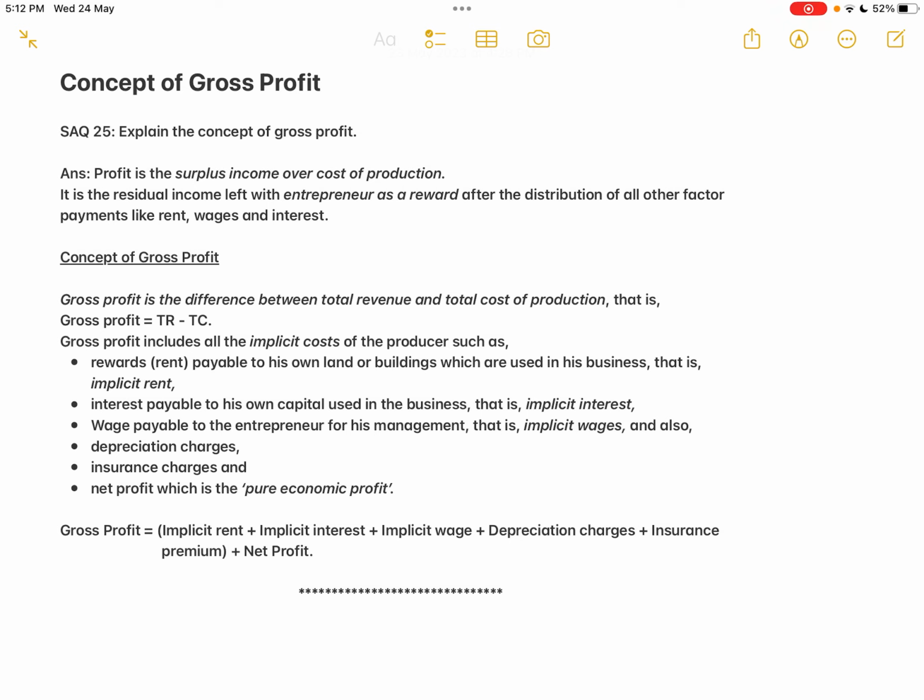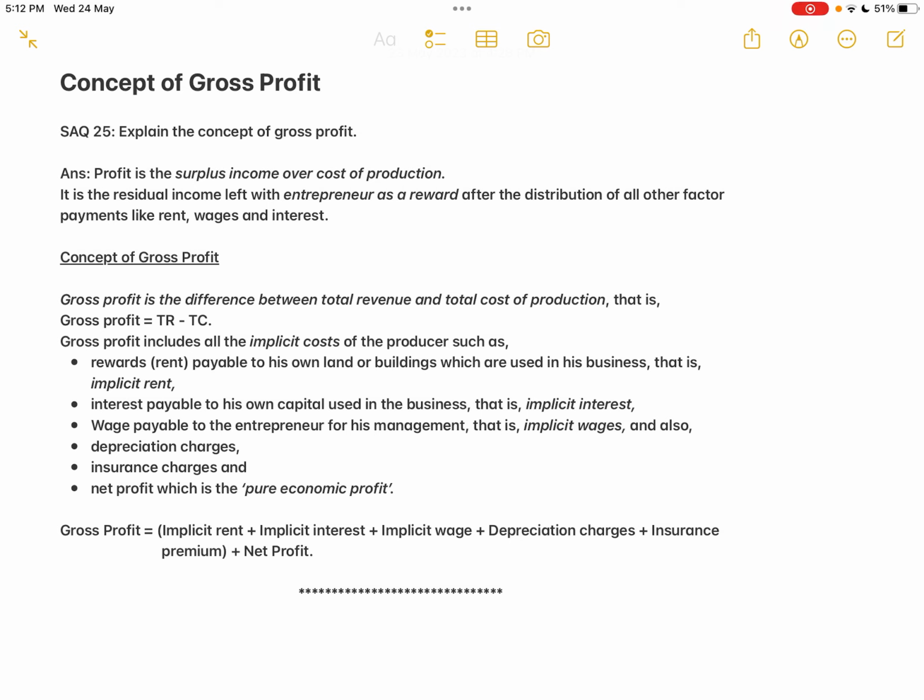So after deducting all those implicit charges, if there is any leftover out of the total sales revenue, that shows the efficiency of the producer. So the true economic profit or the pure profit is the net profit and not the gross profit. Gross profit is just the total revenue minus total cost of production. So let me explain to you with the help of a numerical example.